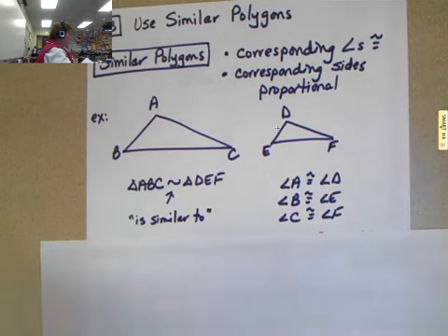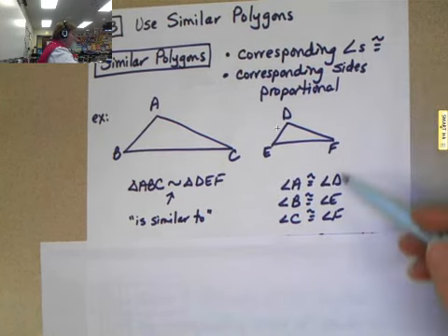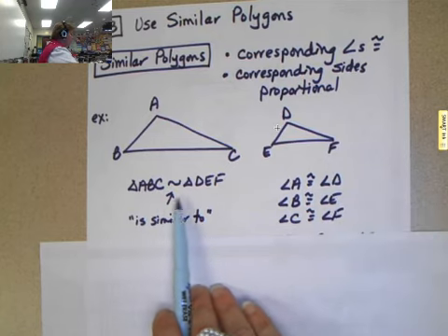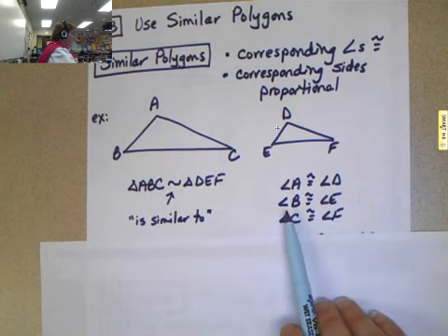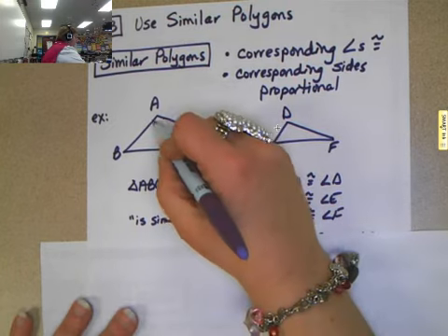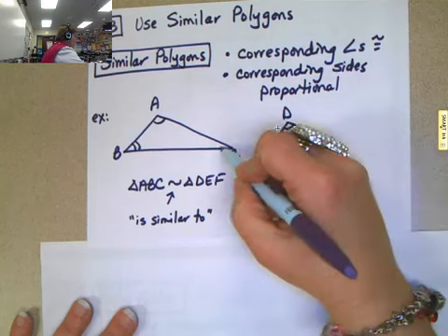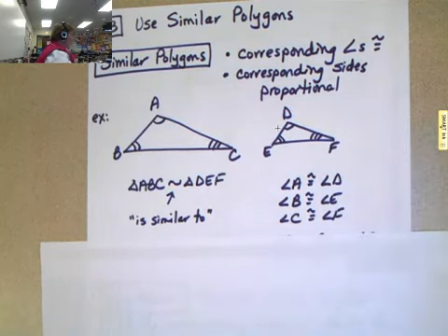So what we know here, the first part is that the corresponding angles are congruent. So as soon as they tell me that triangle ABC is similar to triangle DEF, I automatically know angle A is congruent to angle D, angle B is congruent to angle E, and angle C is congruent to angle F. You can mark those if you want. And that's the easy part to mark.